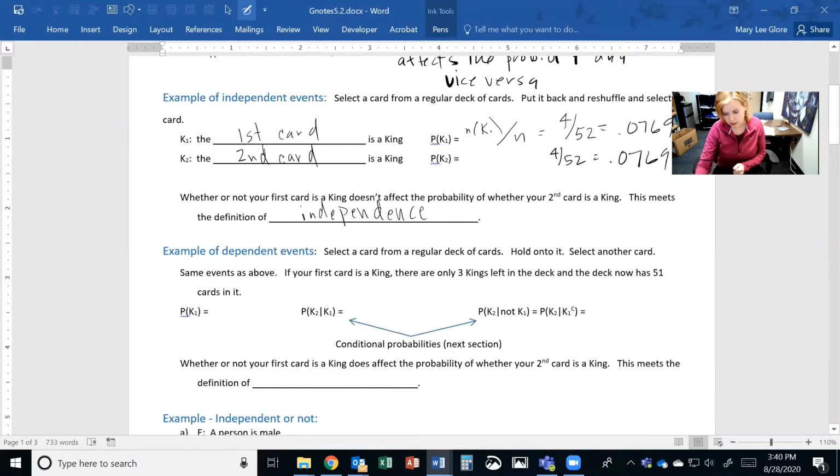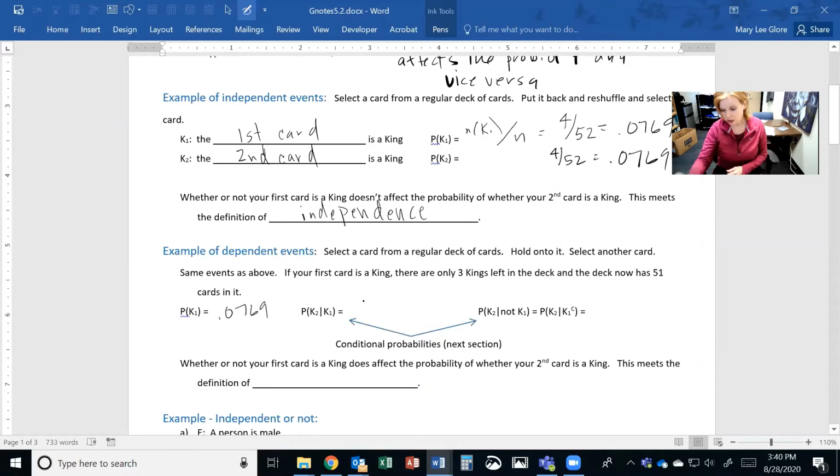Now, I've got my first king. Now I'm going to pick another card. So I'm not replacing that king in my deck. I'm going to leave it out. So now the probability of a second king is different. The probability that the first card is a king, K1, is still 4/52 or 0.0769.